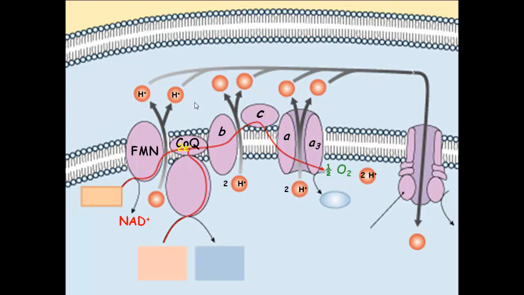Then, as these electrons move to the next one, what happens? Same thing. Two more protons get pumped. And then finally, the electrons move to the end, and what happens? So, per NADH molecule, how many protons get pumped from the matrix to the intermembrane space?